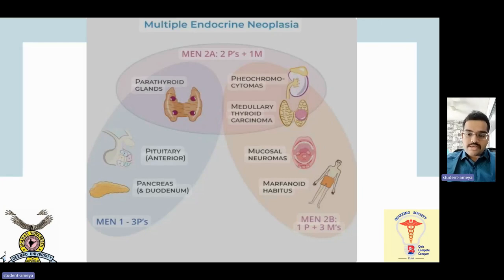The other manifestations are often quizzed and asked in your entrance examinations like INI-CET. The other manifestations of MEN1 are facial angiofibromas, which is also considered as the most common cutaneous manifestation in MEN1, collagenomas, foregut carcinoids, and lipomas.